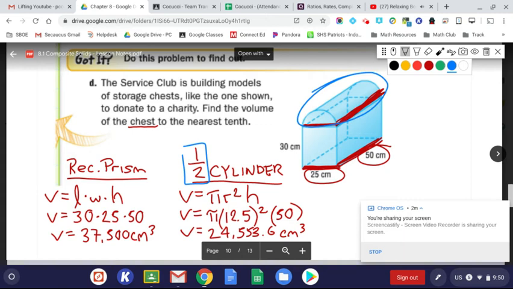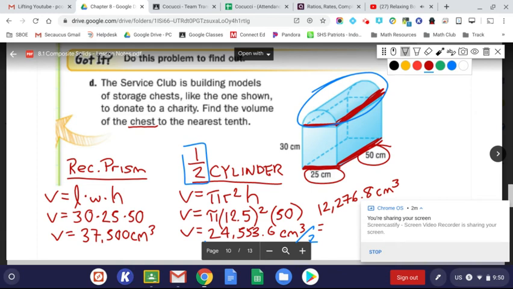because we have only half of a cylinder, we're going to take this value and divide it by 2. In doing so, when I divide that by 2, I'm going to get an answer of 12,276.8. And again, it's still centimeters cubed.